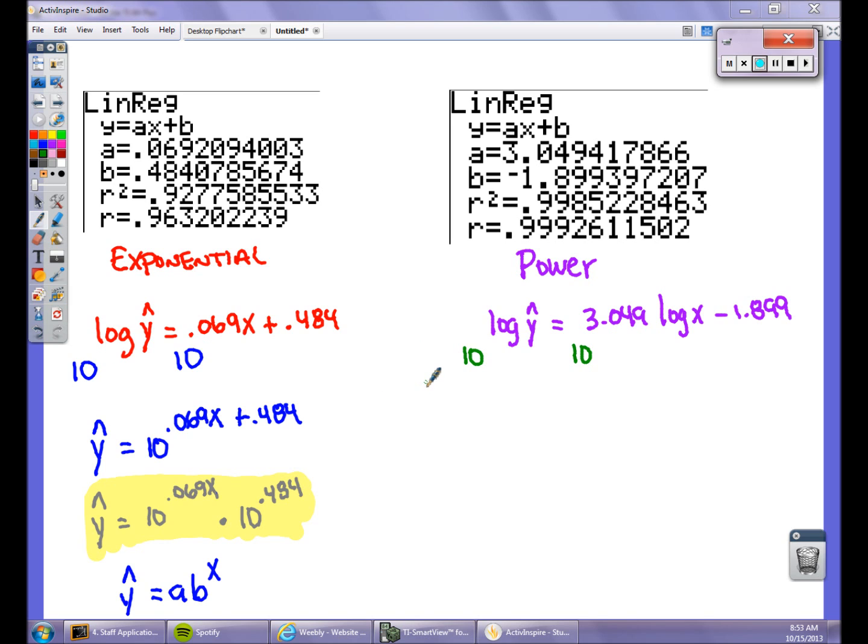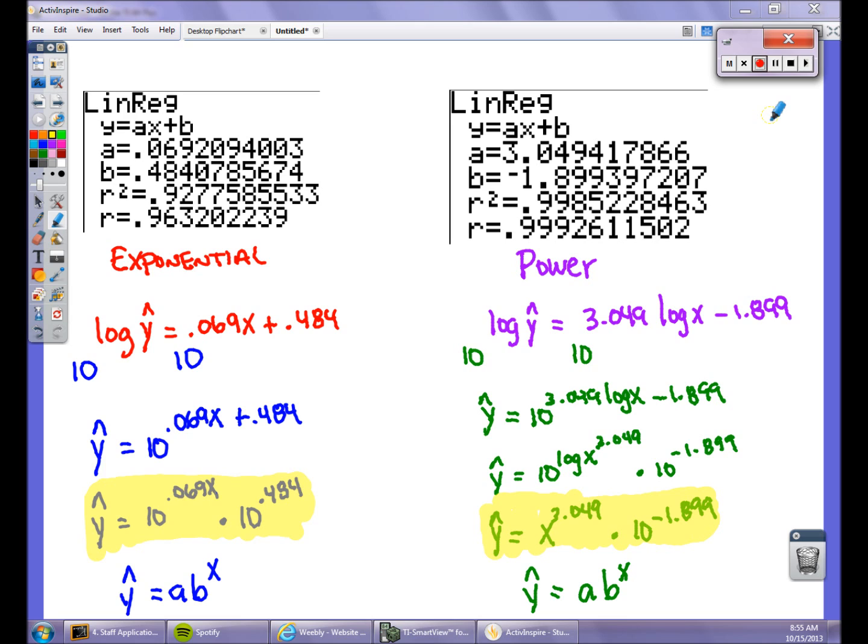So 10 raised to both sides of the equation. Once again, 10 and log cancel each other out because they are inverse operations. And I'm going to simplify the right-hand side of the equation. I'm going to separate the exponent, and at the same time I'm going to put 3.049 up to the exponent on top of x. So I now have 10 raised to the log, which is x raised to the 3.049. I have a power to a power scenario.